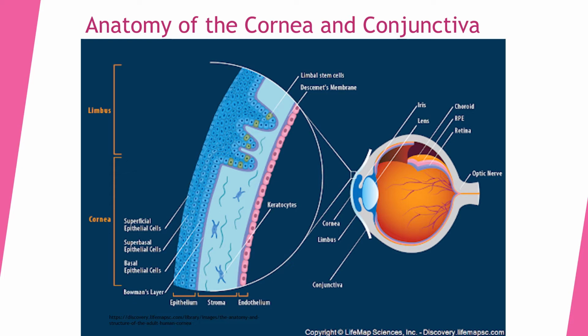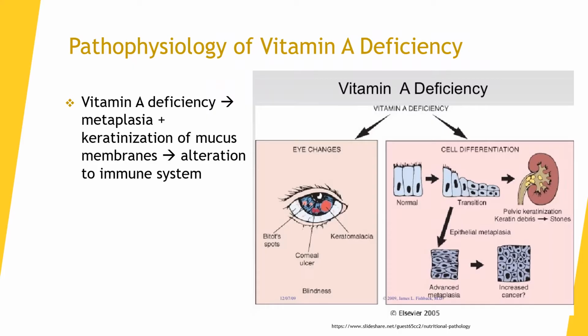The conjunctiva is a structure that overlies the sclera, which are the white parts of the eyes, and it protects the eye from external insults. The conjunctiva also is one continuous layer from the sclera bordering the limbus all the way to the inside of the eyelids. Vitamin A deficiency combined with metaplasia and keratinization of mucous membranes leads to the alteration of immune system, which then attacks the eyes themselves.